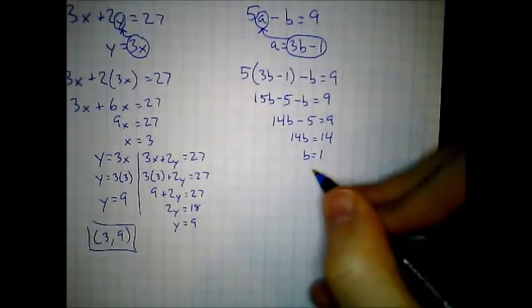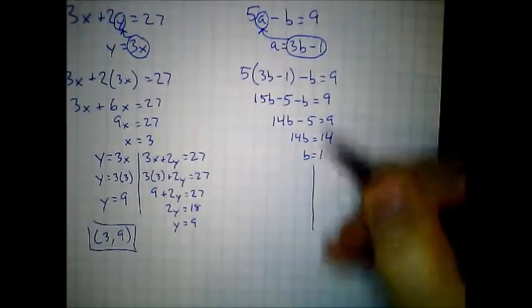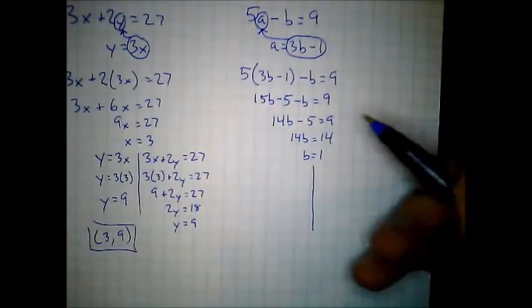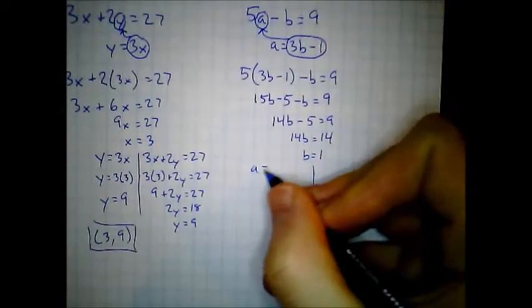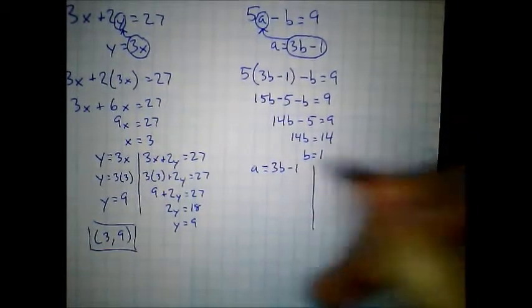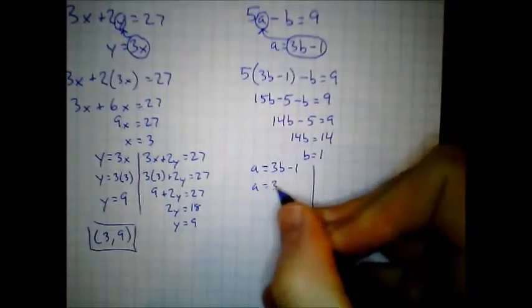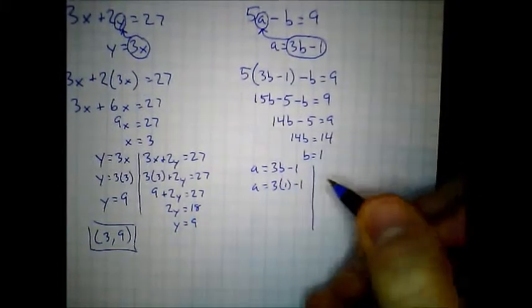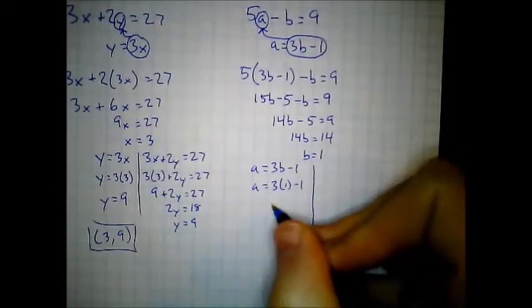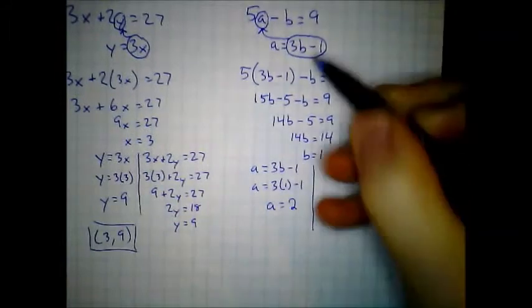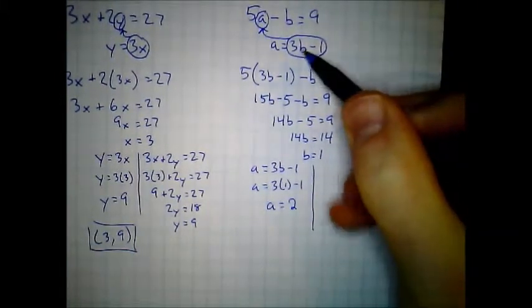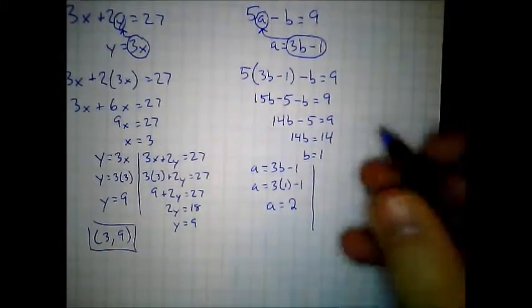So I'm going to substitute b equals 1 back in for b in both of my equations, just like we did before. So I know a equals 3b minus 1. So a is going to equal 3 times 1 minus 1. 3 times 1 is 3, minus 1 is 2. So in my second equation, when b equals 1, a equals 2. So I better get the same thing in my first one.